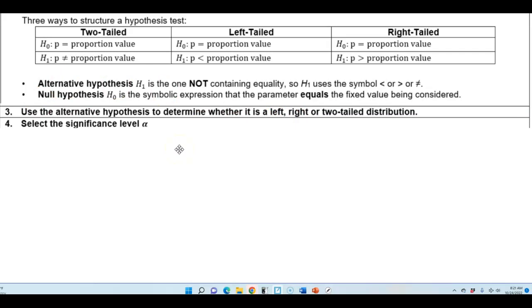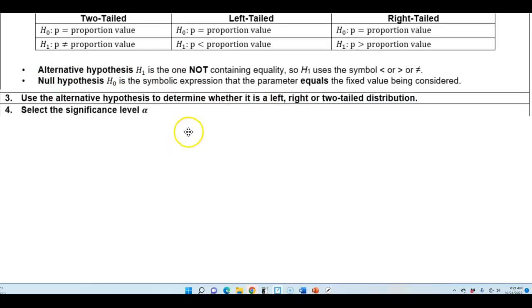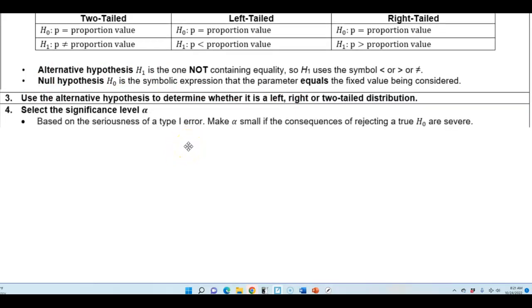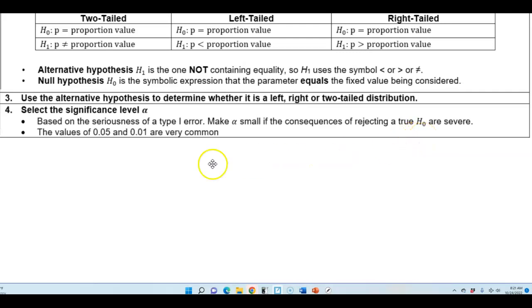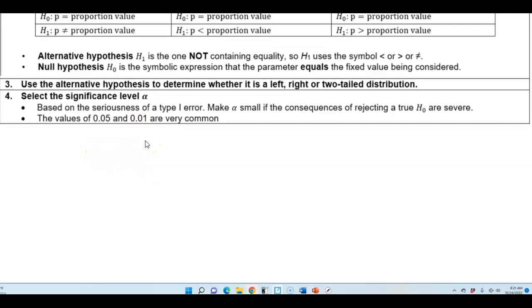Number 4, you're going to select the significance level, alpha. Based on the seriousness of a type 1 error, you make alpha small if the consequences of rejecting a true null hypothesis are severe. And the values of 0.05 and 0.01 are very common.